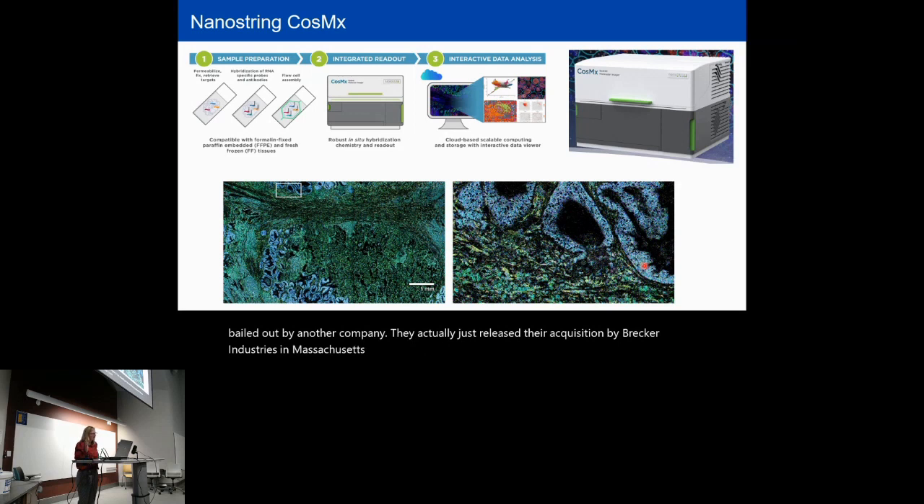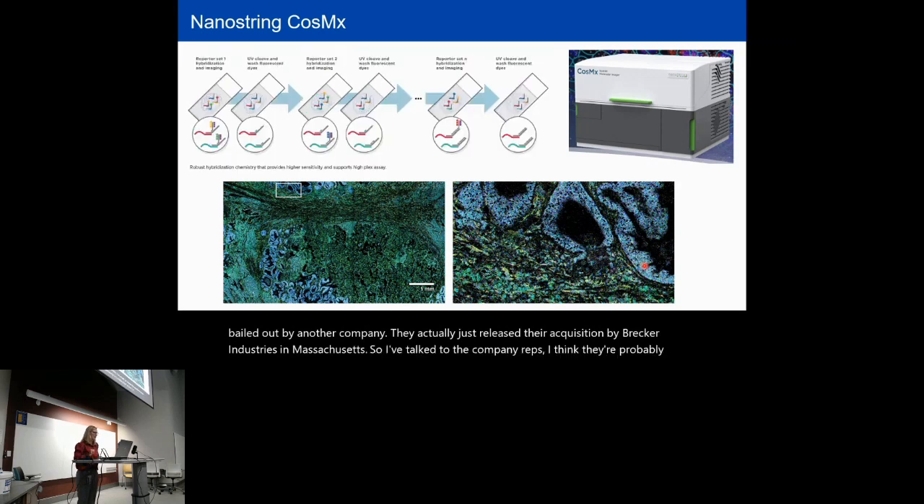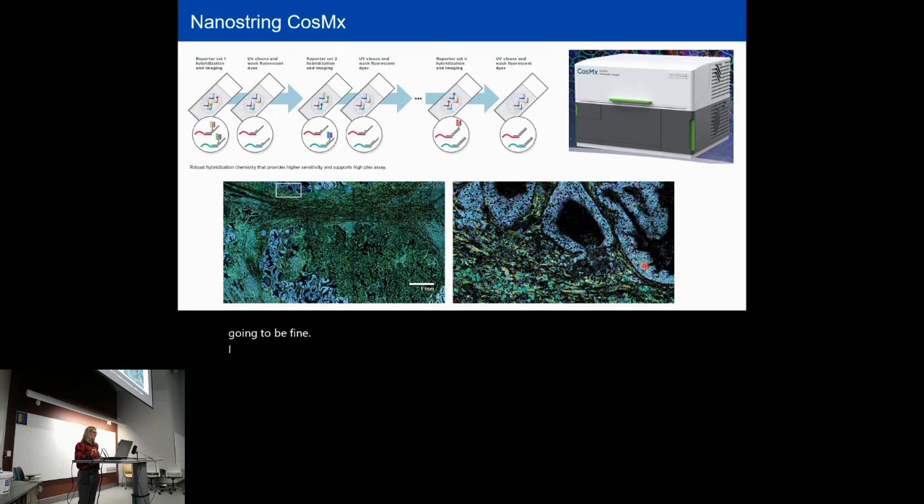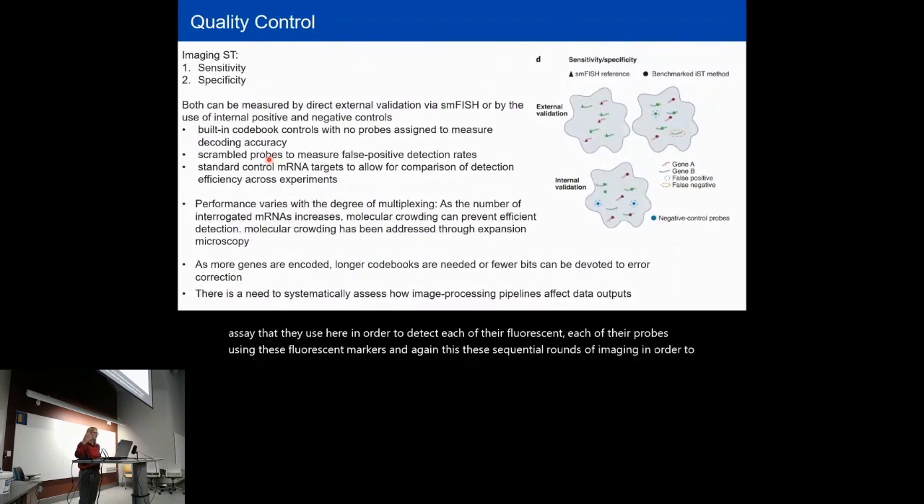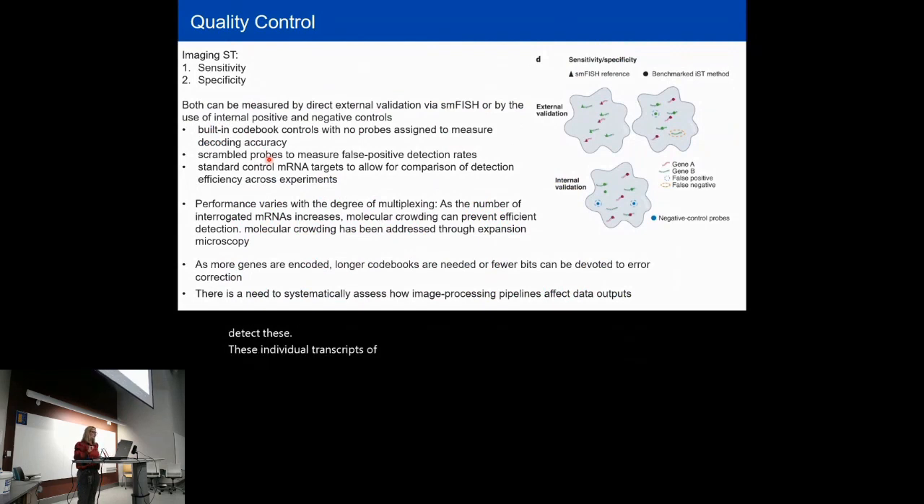So I've talked to the company reps. I think they're probably going to be fine. I don't expect them to disappear anytime soon. This is their branched chain hybridization assay that they use in order to detect each of their probes using these fluorescent markers. And again, these are sequential rounds of imaging in order to detect these individual transcripts of interest.